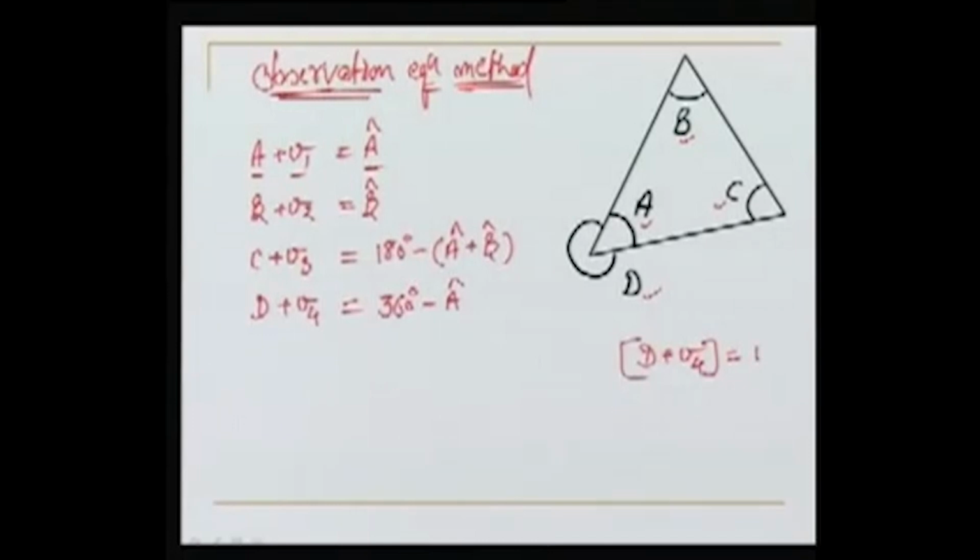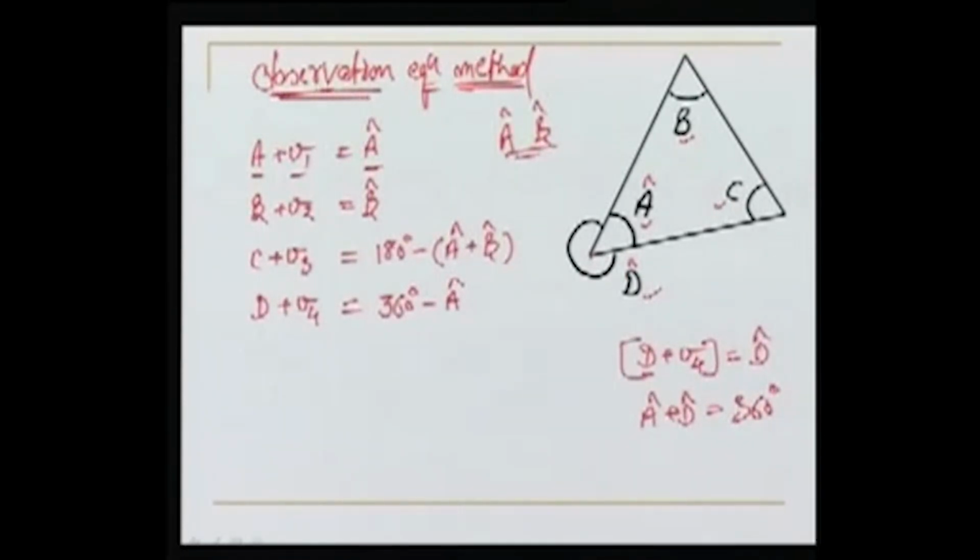This is nothing but the adjusted value of this angle D, and of course A hat plus D hat should be 360, because over here a horizon is being closed. So A hat and D hat form a 360 angle. This is why I am writing that D plus V4 is 360 minus A hat, because we have only two parameters here, A hat and B hat. So all these equations are being written in their form.